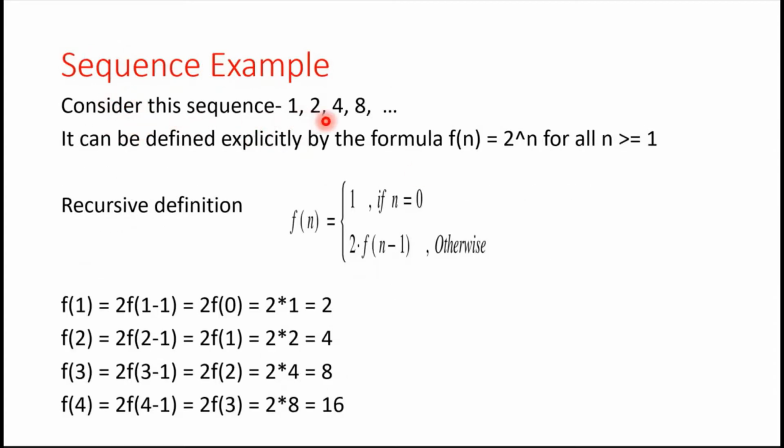Here we have the same sequence. The explicit formula of this function is f of n equals 2 raised to the power n. If we put n equals 0, we will get 1. If we put n equals 1, we will get 2. If we put n equals 2, we will get 4, and so on.